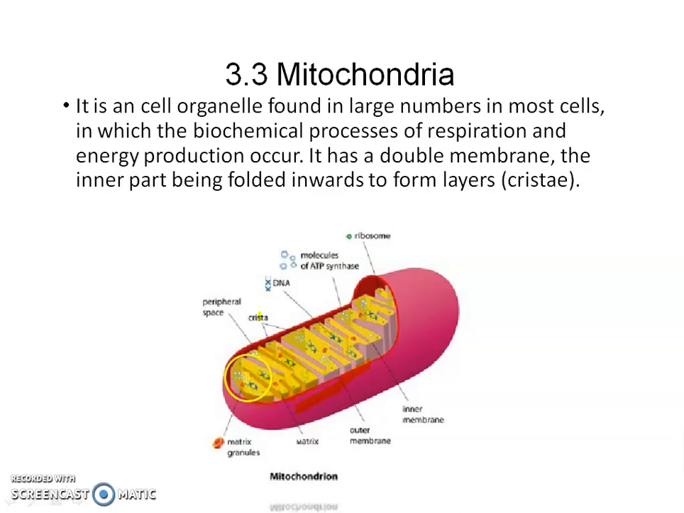So that means the inner membrane is a place where energy is produced. That means food is broken down to produce energy. It has a double membrane. The inner part is folded inward to form layers, and these layers or folds are called cristae, inner folds.